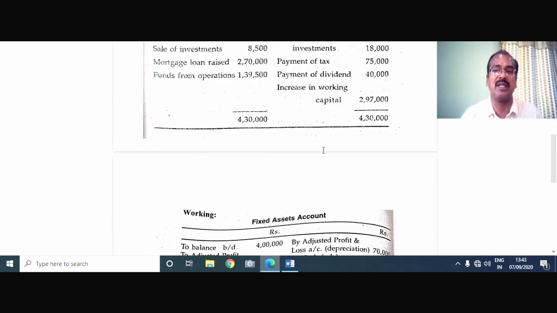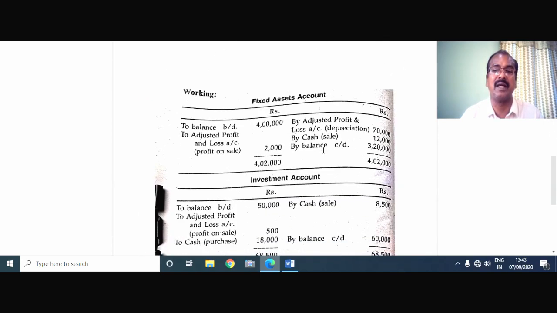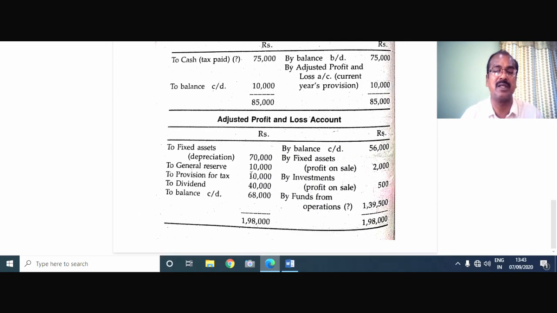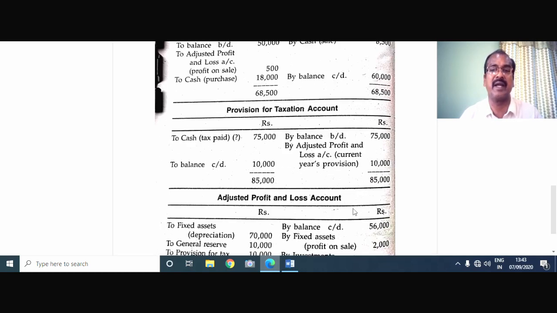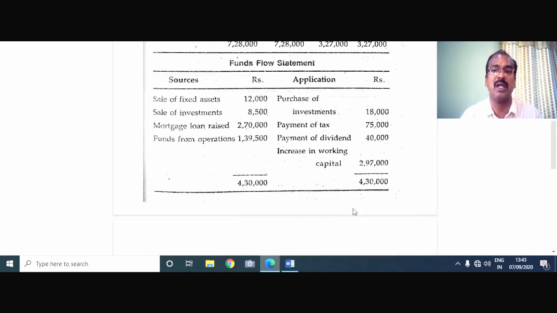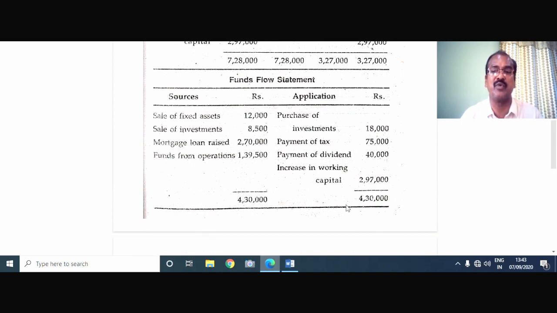Now please have a look at the items one after other here in the adjusted P&L account. See, the general reserve is also discussed. Now they have closed adjusted P&L account and calculated funds from operation amounted to 1,39,500. Now come to the last statement, which is nothing but funds flow statement. Purchase of investment, we already discussed it. Payment of tax, we found through preparation of a provision for taxation account. Dividend has been paid, which was yearly proposed.